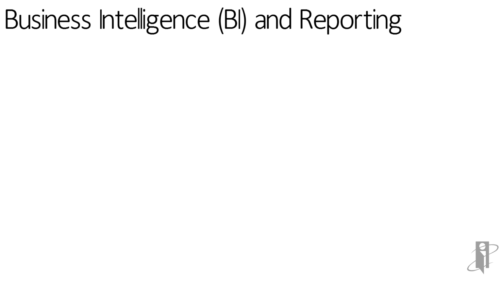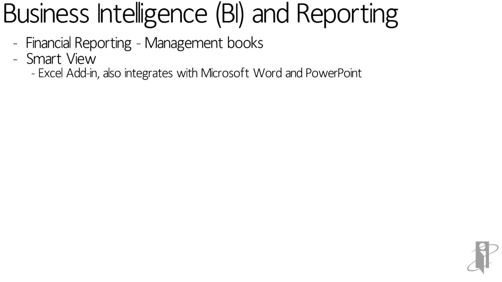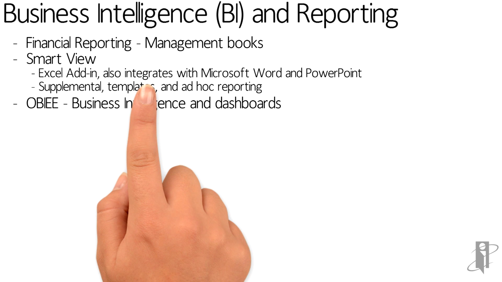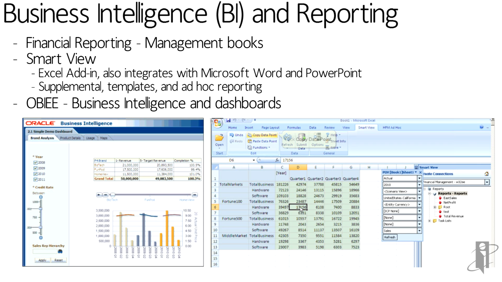HFM is delivered with financial reporting, a module to build standard management type books, income statement, balance sheet, cash flow, etc. In addition to the report building module, HFM has an Excel add-in called SmartView. SmartView can integrate with Microsoft Word, Excel, and PowerPoint. Within SmartView, you can build report templates, and you also have ad hoc functionality. Another reporting option to integrate with HFM is OBIEE, or OFMA. This is a product that offers further business intelligence and dashboarding.